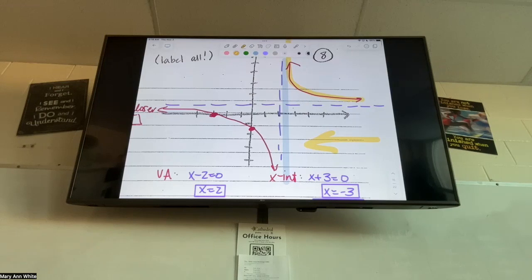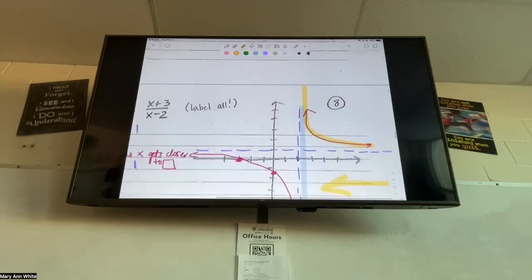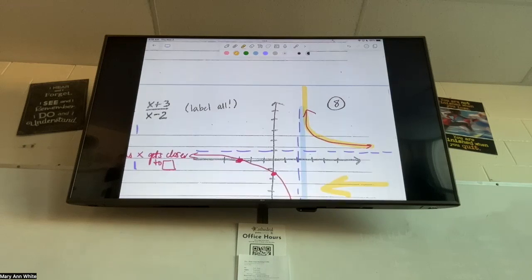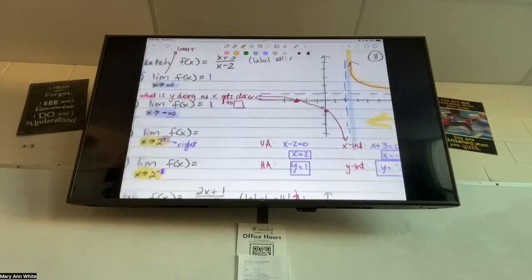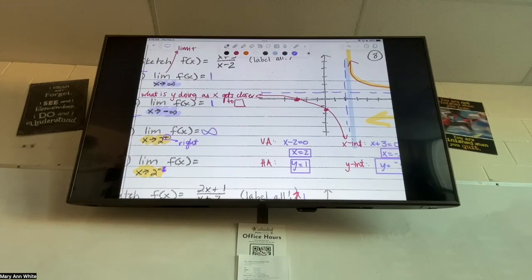Positive infinity, good. It's going up and up and up forever. As x approaches 2, my y is going to approach positive infinity. It's getting bigger and bigger and bigger.